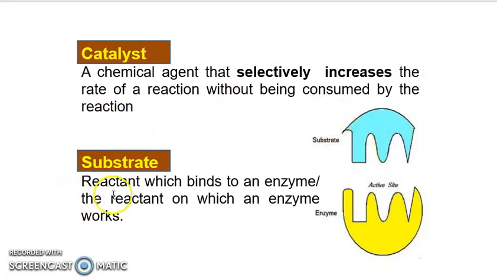Another term that you have to know in this chapter is substrate. Tadi kita cerita berkaitan dengan enzyme. So what is substrate? Substrate is a reactant which binds to an enzyme. Where does substrate bind to the enzyme? If you look at the structure of the enzyme here, it has an active site. So substrate is a reactant which binds to an enzyme. Specifically, substrate will bind to the enzyme at the enzyme active site, or the reactant on which an enzyme works.